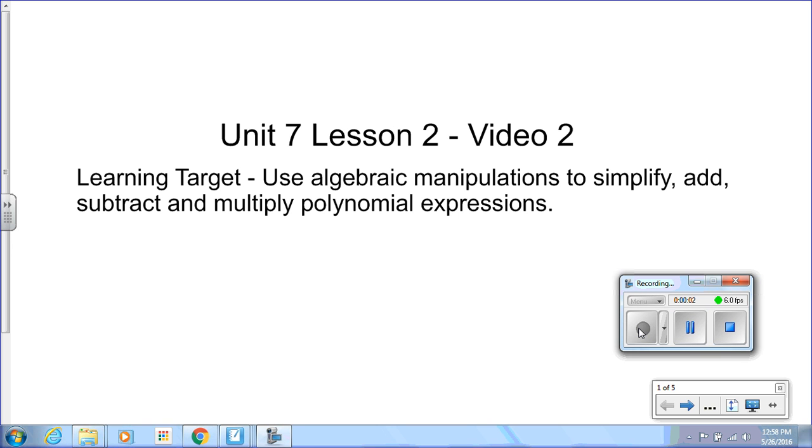Okay, this is video 2, unit 7, lesson 2. We're going to finish up our multiplying today. We're going to look at some special products and then multiplying binomials times trinomials.